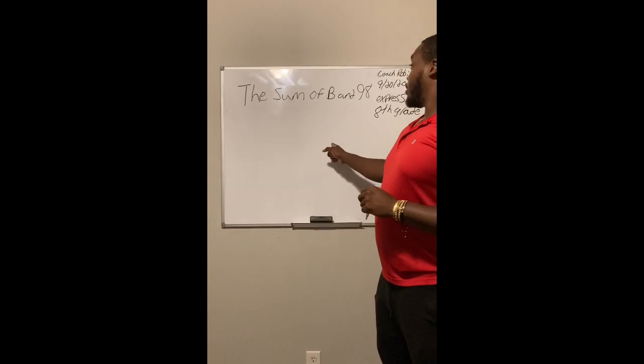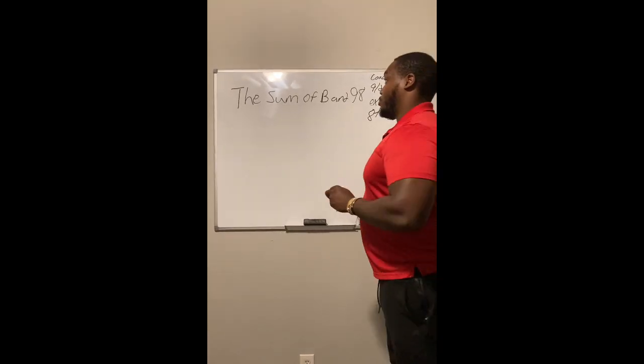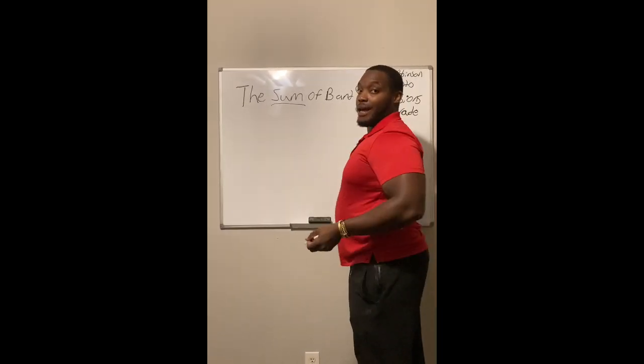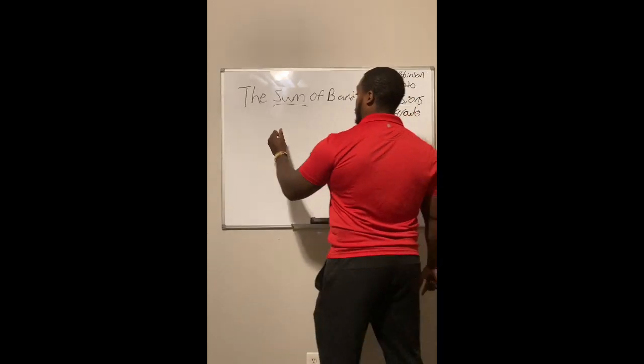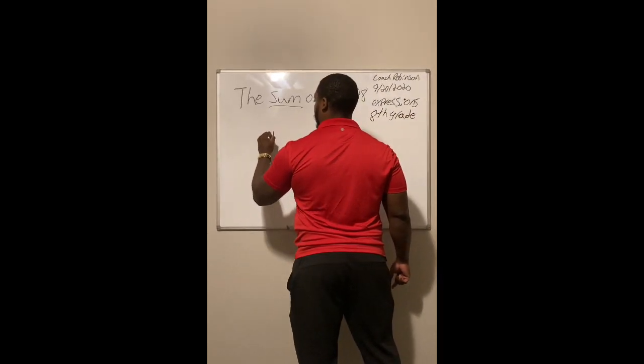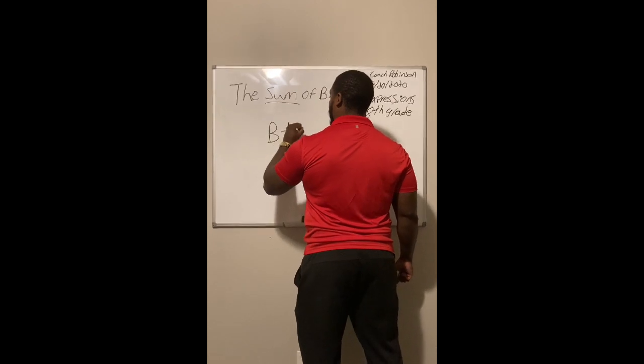Let's build another mathematical operation expression. This says the sum of b and 98. We know the word sum means to add. So this would simply be b plus 98.